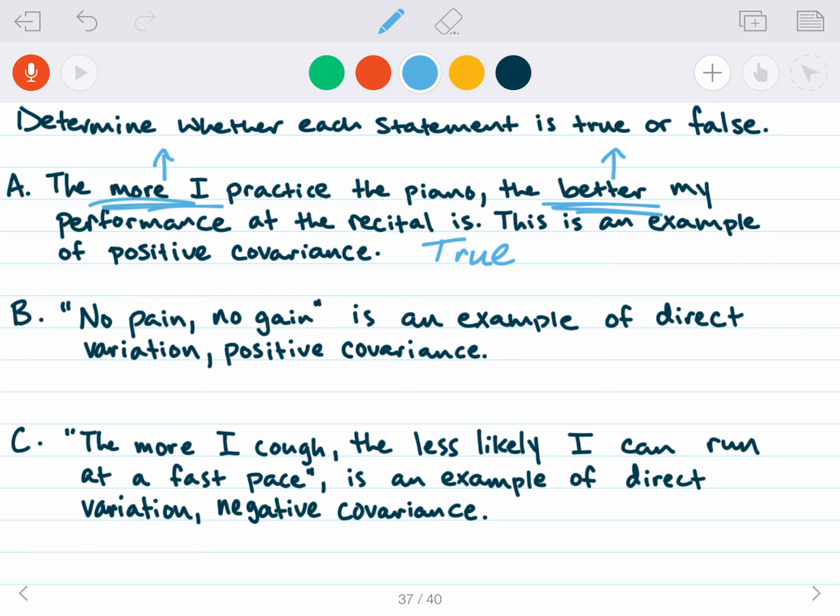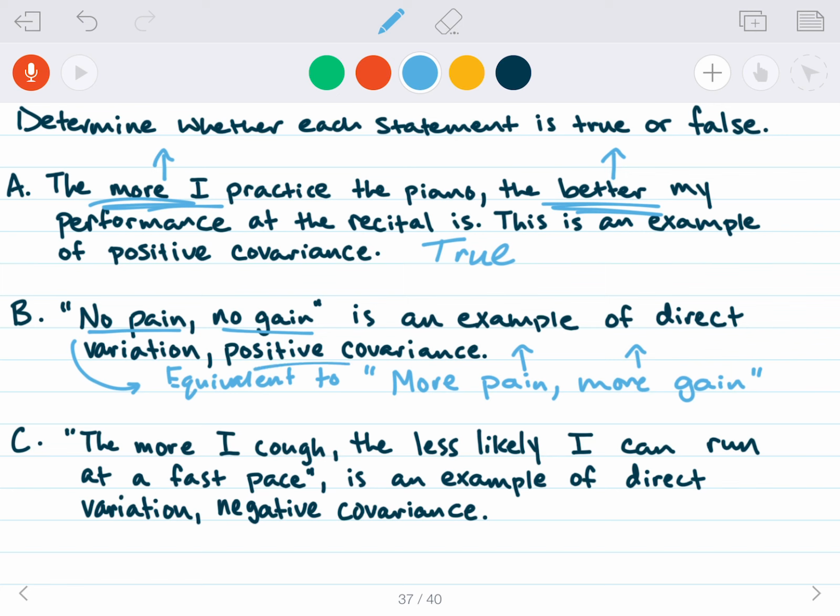No pain, no gain is an example of direct variation, positive covariance. Definitely direct variation because, again, no pain, no gain, down, down, right? Now, this is a little bit tricky because we want to think of the logical equivalence to this, no pain, no gain. And the equivalence is the more pain, the more gain. So this is equivalent to more pain, more gain. Those two things mean the same thing, and we're going up and up, and so this is going to be positive covariance. So this is also true, and it's direct variation because we're going up and up.